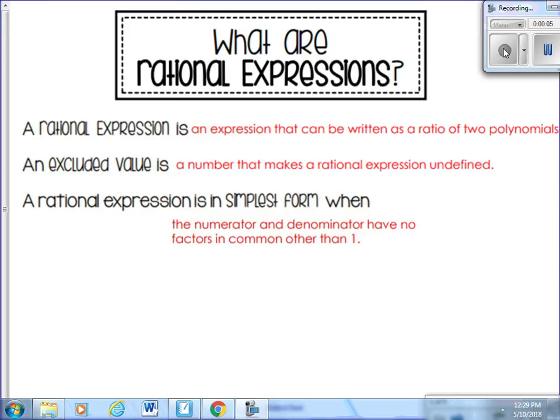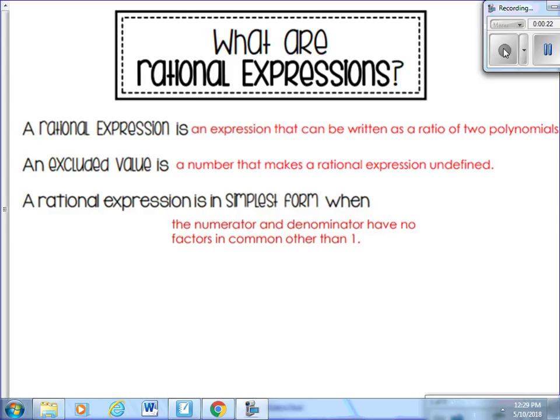All right, today we're going to be talking about rational expressions and more specifically how to simplify them. And it's going to require a lot of factoring, kind of like we've worked on in the past. To start out with, what are rational expressions?